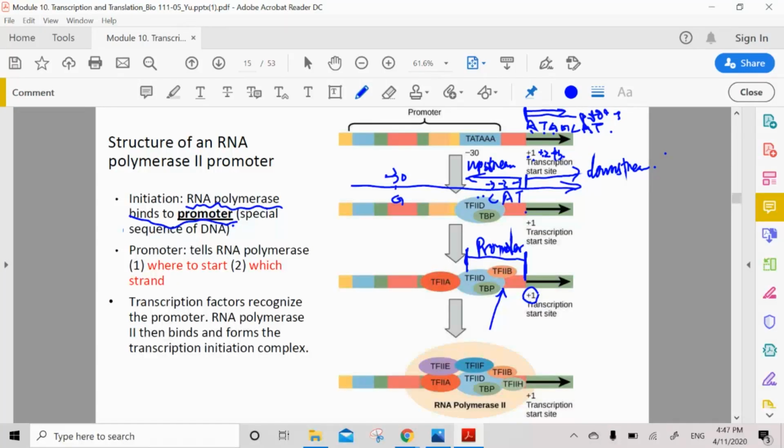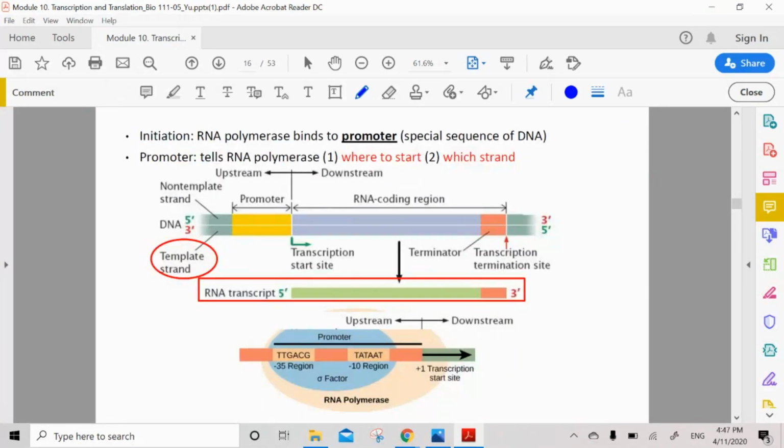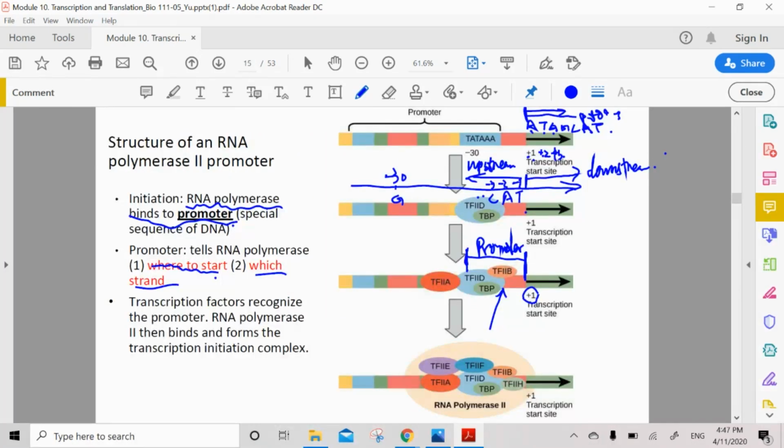Now the promoter region not only tells RNA polymerase where to start, it also tells it which strand to transcribe. Remember, when you look at DNA, there are two strands, right? So which strand does the enzyme transcribe? Both strands are possible, so the promoter region really tells the enzyme which strand you need to transcribe.